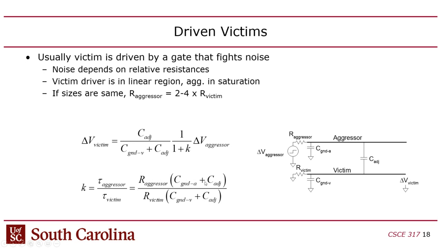And then, in addition to the resistance, you have the capacitance: the capacitance to ground for the aggressor plus the capacitance between the two wires, and the denominator is the resistance of the victim multiplied by the ground capacitance plus the coupling capacitance. That would give you this K factor. Obviously, if the aggressor is driving very hard compared to the victim driver, and when I say driver, I mean whatever gate is setting the output on that victim, the effect is going to be more serious.